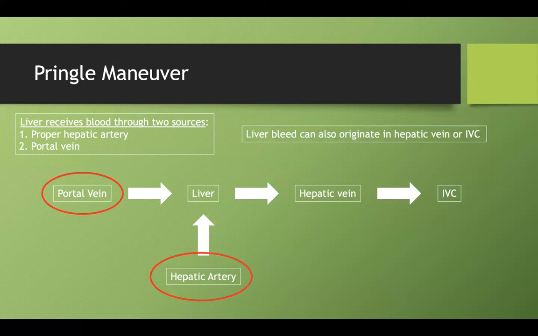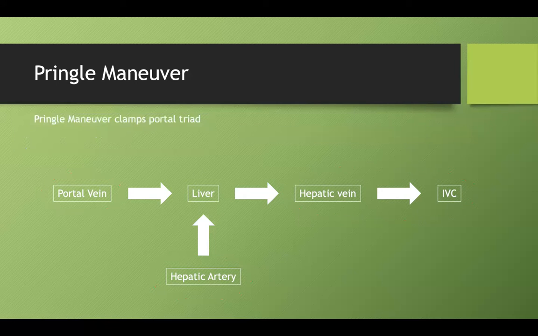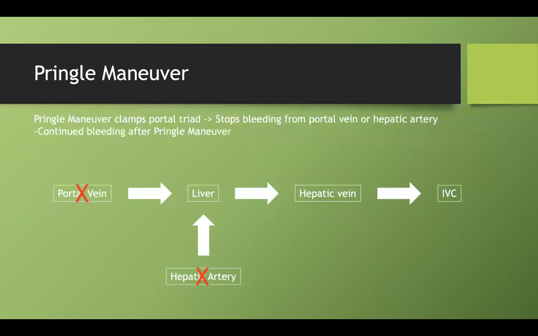But keep in mind that if there is a bleed in this region, it could also be bleeding from the hepatic vein or the IVC, because they're all really close anatomically. So how do you determine what is actually bleeding? You can actually clamp down on the portal triad, which, recall, has the common bile duct, proper hepatic artery, and the portal vein. So if you clamp down on these two and bleeding stops, well, actually, let's start with if bleeding continues. If you've clamped down on this artery and you still notice bleeding, then you know that it's more likely that the hepatic vein or the IVC are the bleeding vessels.